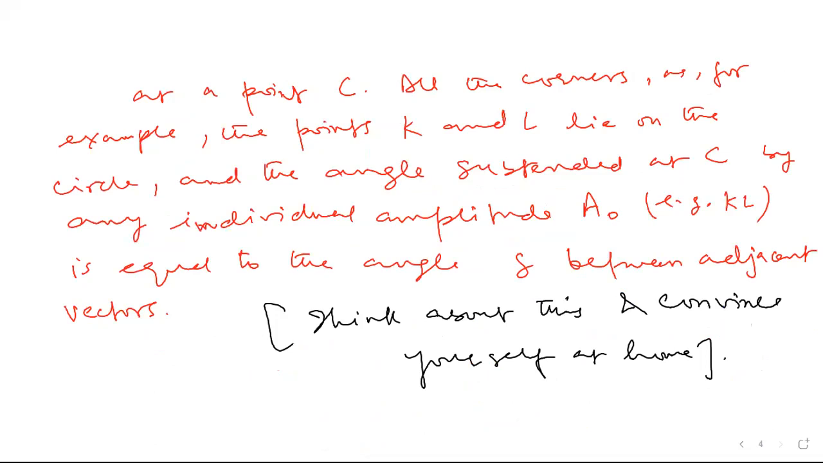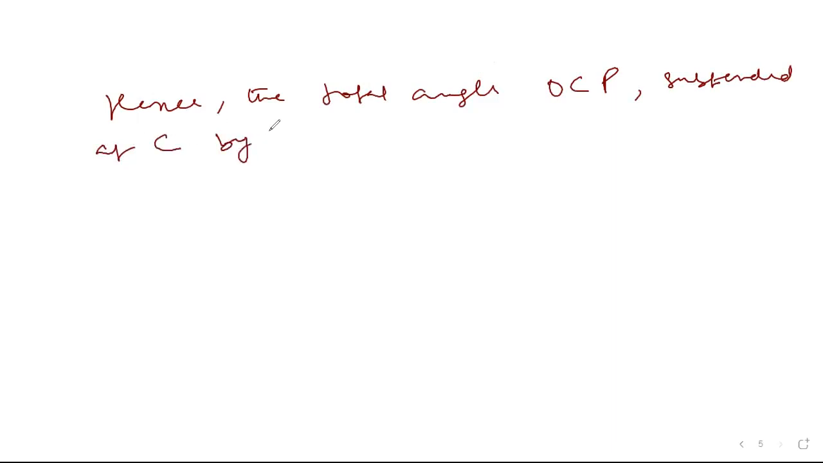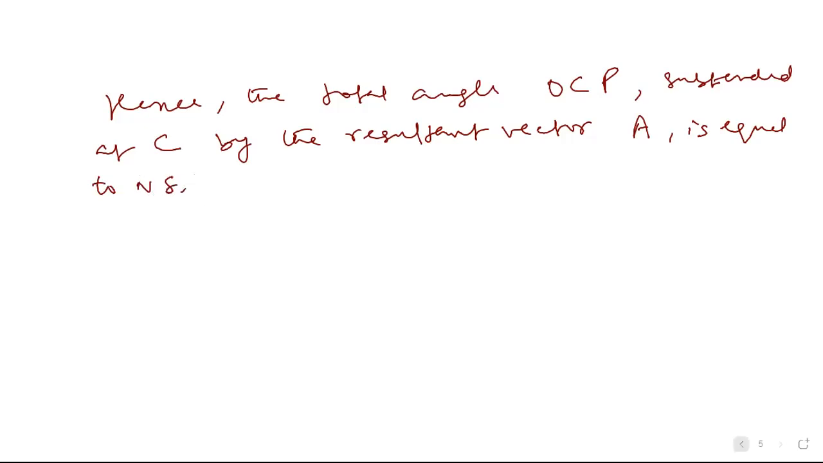Right? Now, hence, the total angle OCP subtended at C by the resultant vector A is equal to n delta. Let us move to the figure OCP.